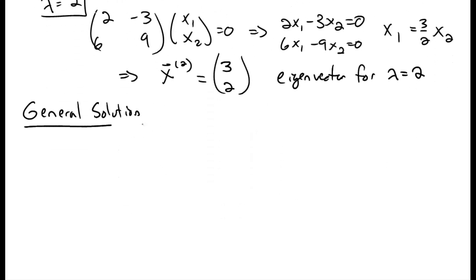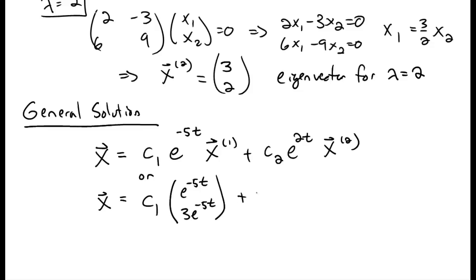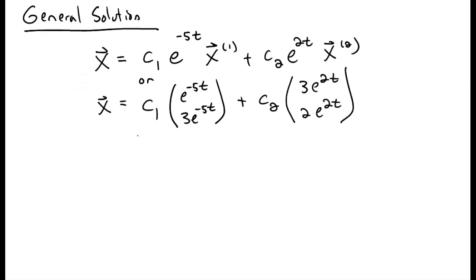Then the general solution is just the sum of these two eigenvectors with the eigenvalue solutions that we had before. So x vector is c1 e to the minus 5t times its eigenvector, plus c2 e to the 2t times its eigenvector. Using the eigenvectors we have above, we can write this in a little bit more transparent notation in terms of the column vectors. But it's still not particularly clear.